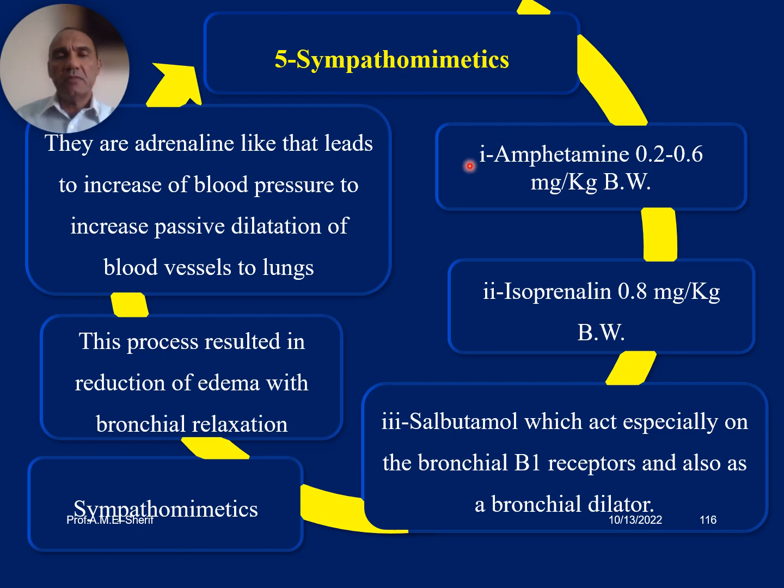Sympathomimetics. They are adrenaline-like, leading to increased blood pressure and passive dilatation of blood vessels to the lungs. This process results in reduction of edema with bronchial relaxation. Sympathomimetics are amphetamine 0.2 up to 0.6 mg per kilogram body weight, isoprenaline 0.8 mg per kilogram body weight, and salbutamol, which acts especially on the bronchial B1 receptors and also as a bronchial dilator.